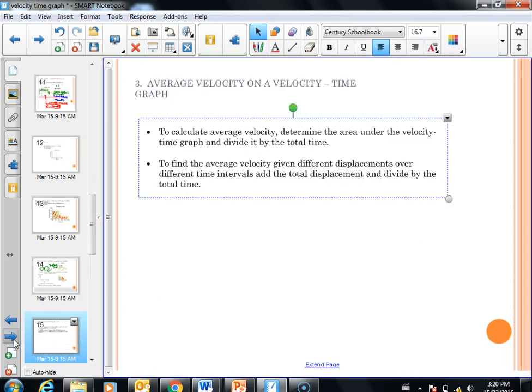To calculate the average velocity on a velocity time graph, you can determine the area under your velocity time graph and divide it by the total time. Or if you have different displacements over different time intervals, like our last one, you can add the total displacements together and then divide by the total time.